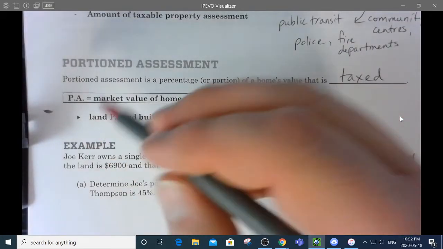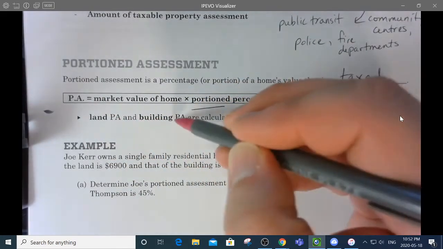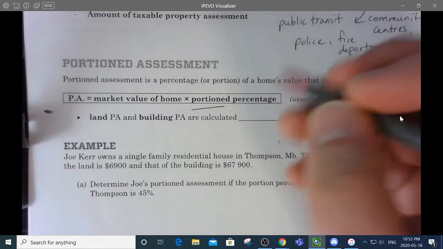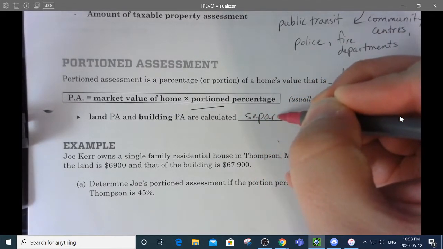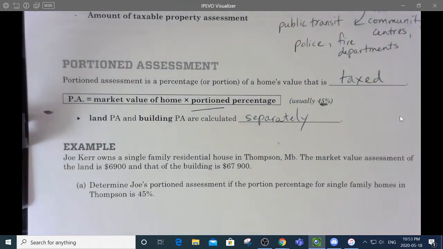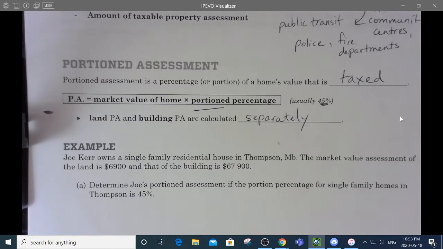So the land's portioned assessment and the building's portioned assessment are calculated separately. So your building and the land that it's on have separate calculations for their portioned percentage that you pay tax on. Let's just get to an example.